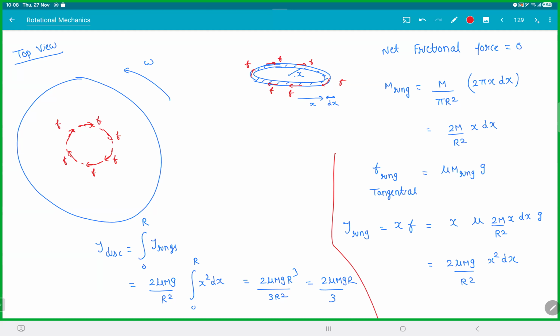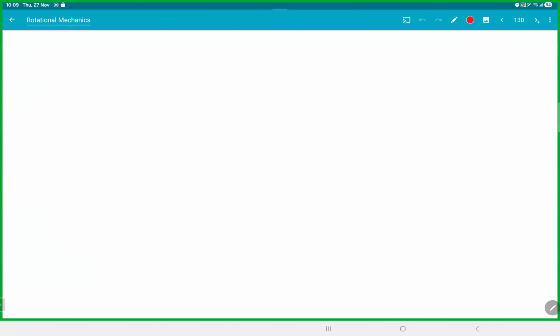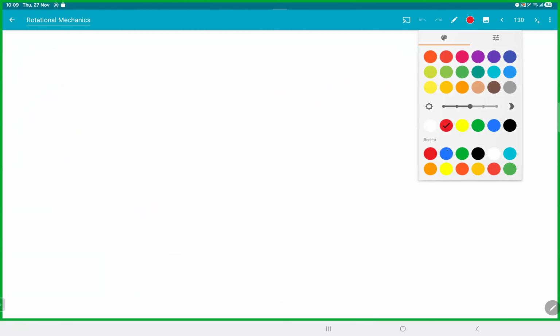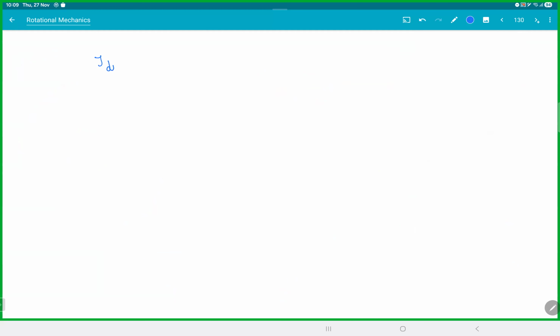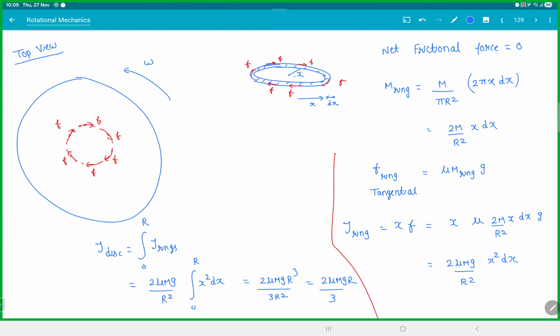Any doubts on the calculation of torque? Clear with this? So once you got this, the torque on the disk must be I of the disk into alpha. So torque on the disk is 2 mu mgr by 3. And you remember the moment of inertia of a disk about the center?